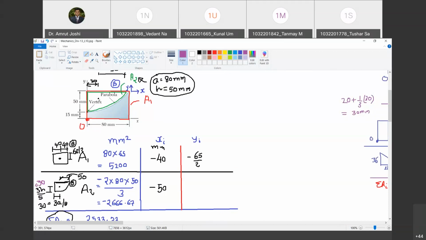But this 30 is from where? This distance is given as 30. Are you with me? This distance turns out to be 30. Happy? But I have to calculate the distance from B. So how much is that distance? 20. So what should I write? Minus 20. Because to reach the centroid of this parabola, I have to move down with reference to B by amount 20, and I have to move left by amount 50 mm. Are you with me?